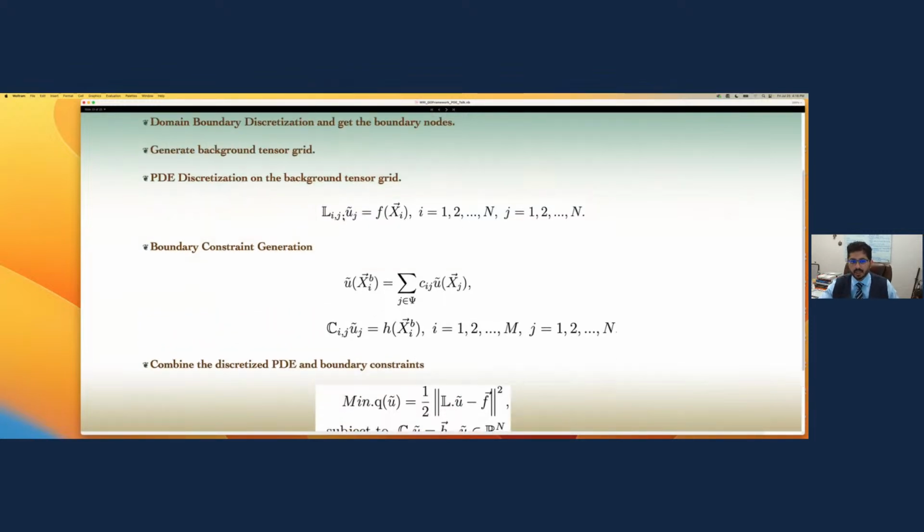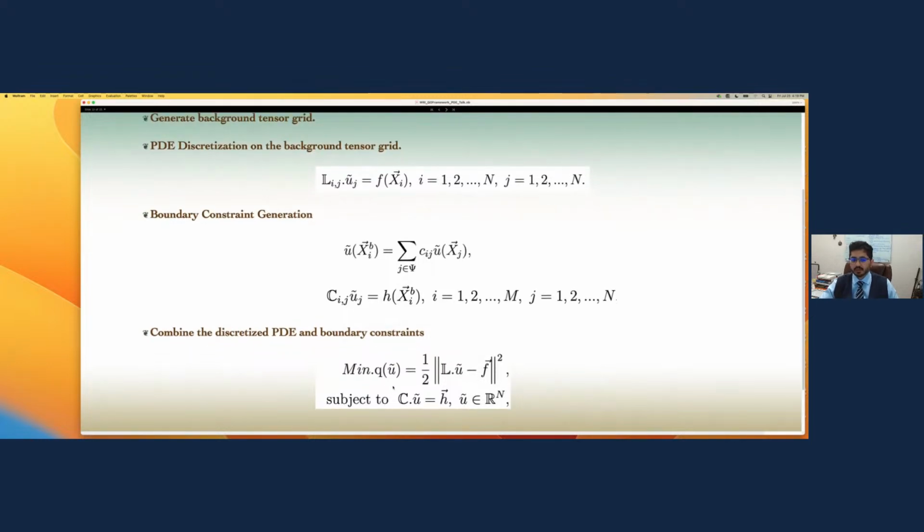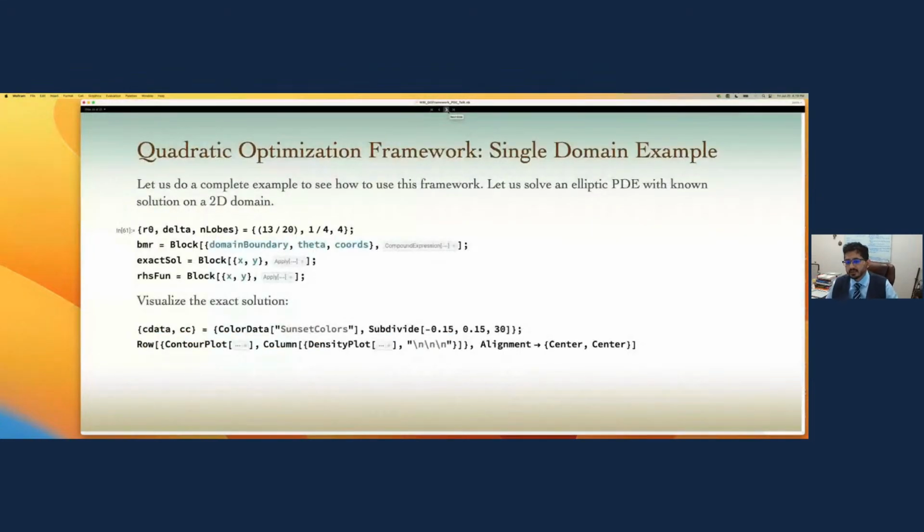Okay, once you have your L, you have your C. It's a simple case of then combining it using the quadratic optimization method, wherein you're interested in minimizing the residual of your PDE, which is that LU minus F, subject to the boundary constraints, and that's it. So you can solve this. You could use the built-in function quadratic optimization in Mathematica, but that's taking a bunch of extra steps. Once you have the matrix L, the matrix C, the vector F, and the vector H, you just simply need to generate a matrix, a sparse matrix no less, and just solve that. Okay, so that's just the math of it.